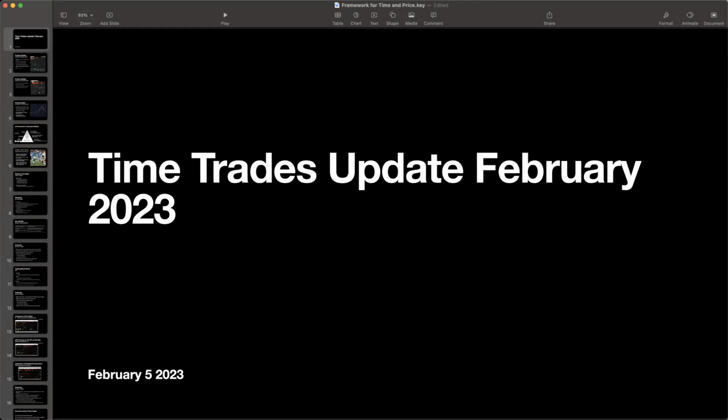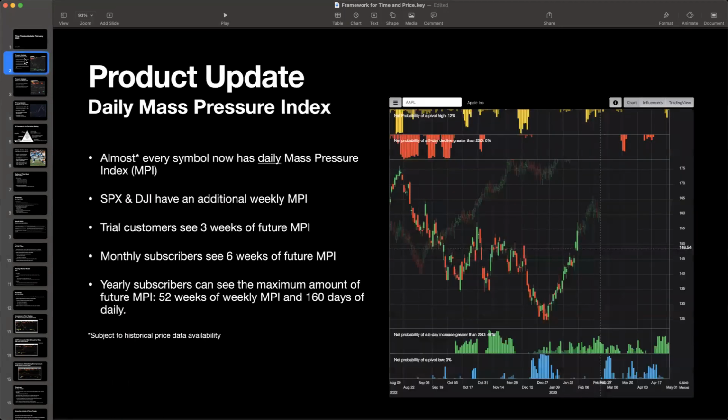I'm going to start this week with a little product update. I've been working away here to deliver some new innovations to improve and benefit your trading, so I wanted to review those. A number of them just got released over the last couple of days. So first up, we've created a new daily mass pressure index.